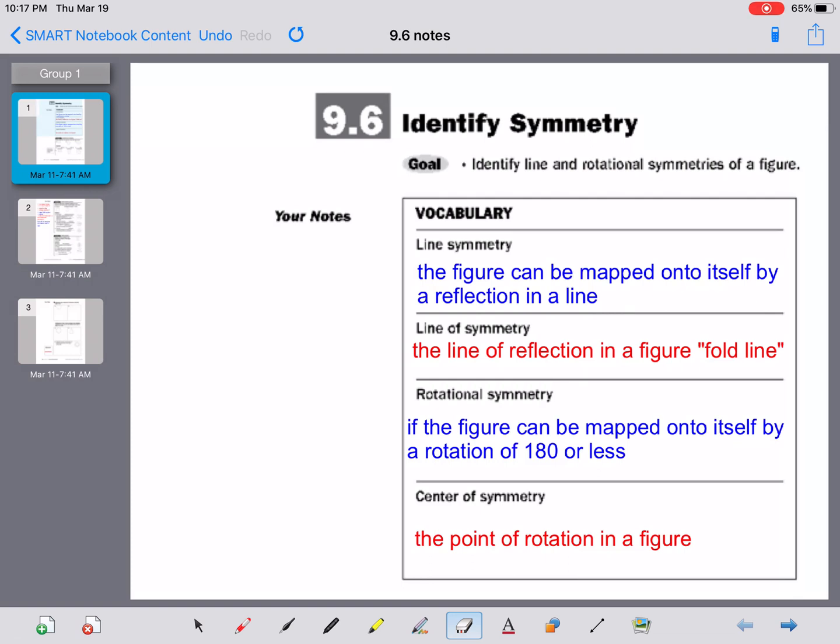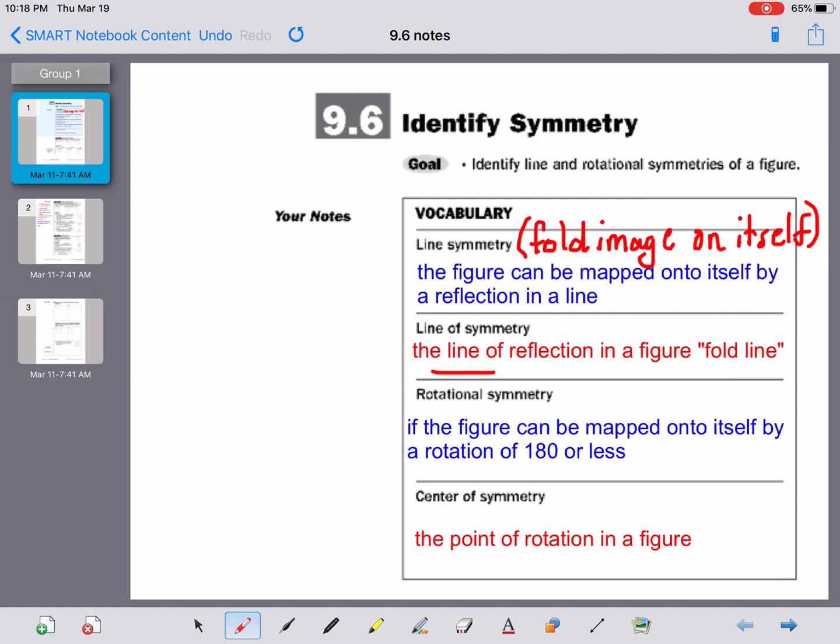Sometimes I like to think of this as when you can fold an image onto itself. You were probably familiar with this when you were in kindergarten or younger grades, when you would make that butterfly and you would want it to look identical on both sides, or maybe you folded your paper in half and drew half a heart and you cut it out that way. So your line of symmetry would be that line of reflection in a figure, or the fold line. If you did your heart or your butterfly, that would be that line down the center.